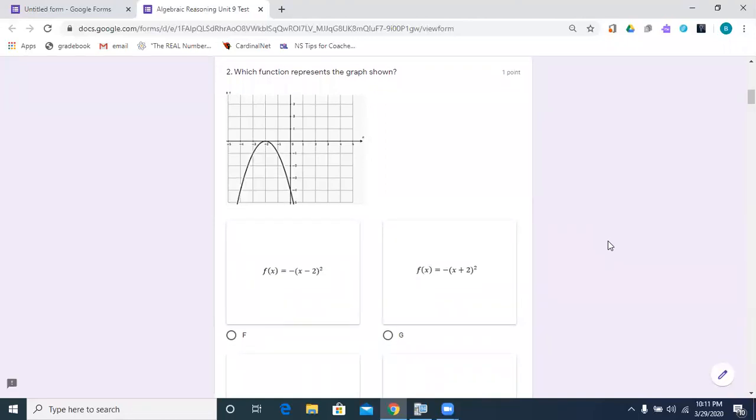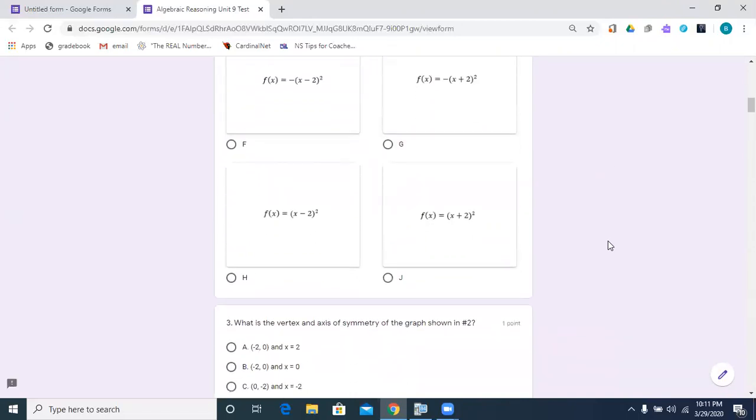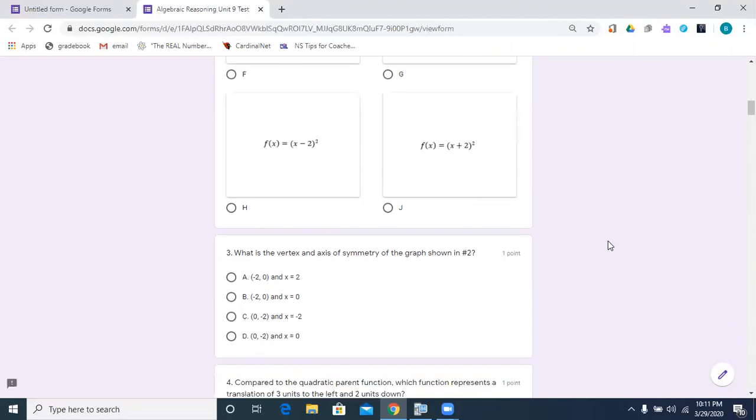Number 2. Which function represents the graph shown? F, f of x is equal to negative (x minus 2) squared. G, f of x is equal to negative (x plus 2) squared. H, f of x is equal to (x minus 2) squared. J, f of x is equal to (x plus 2) squared.